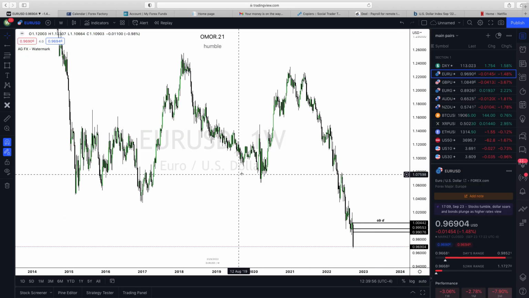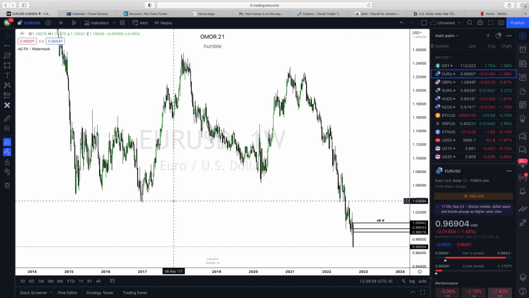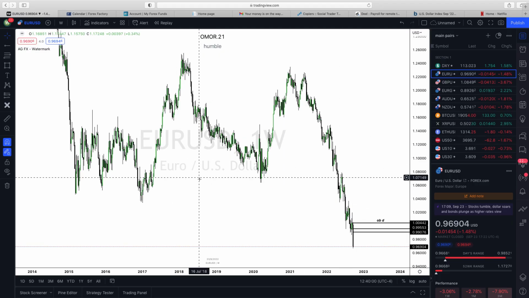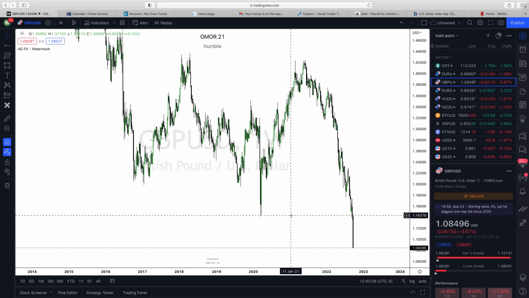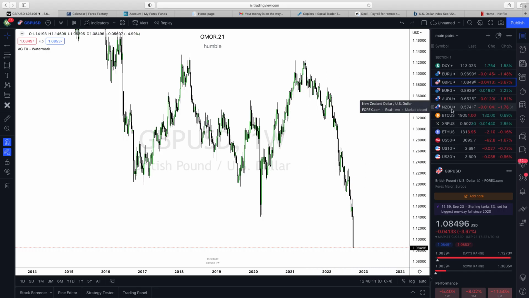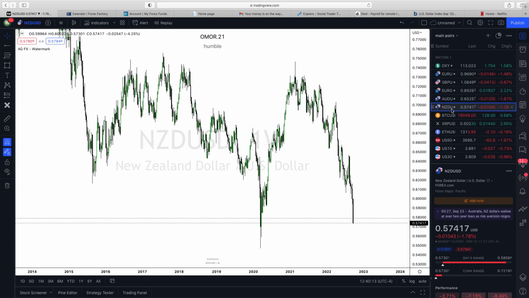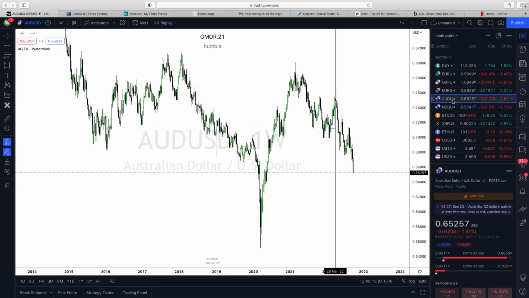Euro, it's taken that one quite some time, right? We're looking at this low since the start of the mentorship, and this low especially as well. GBP USD took its one. Now I want to show you guys something. Let's look at the other two major pairs that are crossed to the dollar, NZD USD and AUD USD.